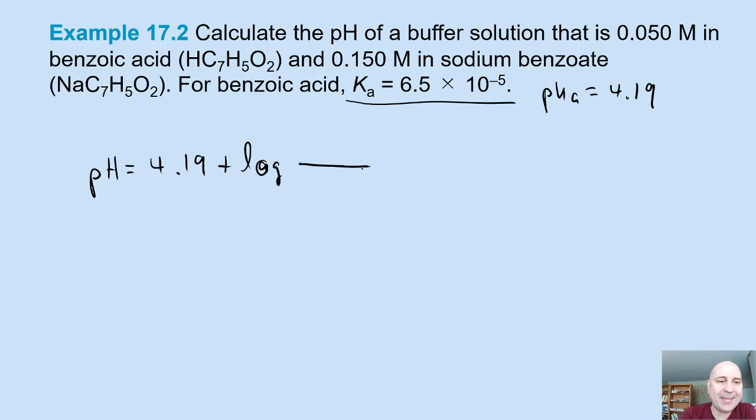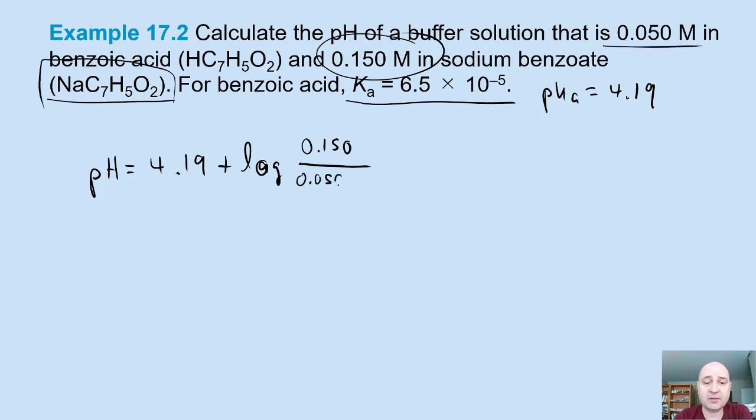acid. The source of the base here is the sodium benzoate, which is 0.150, and here we have a premixed mixture, so we don't have to worry about volumes. We're not given any volumes. And then the concentration of the acid is 0.050, and if we calculate that, we get 4.66.